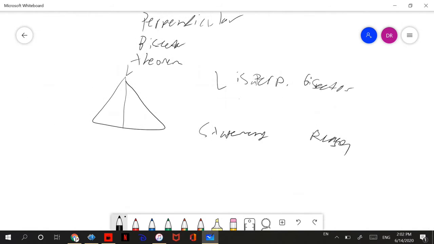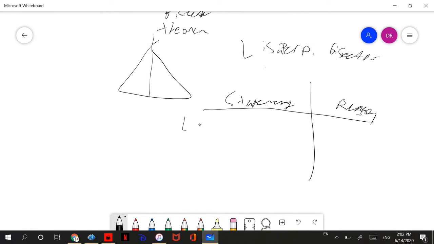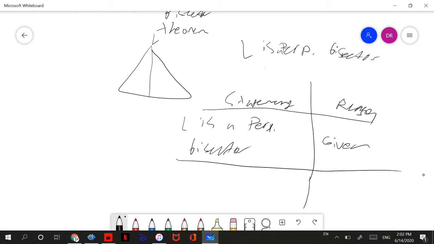Okay. So we're given that line L is a perpendicular bisector. The reasoning, it's given. Okay, now block that off.